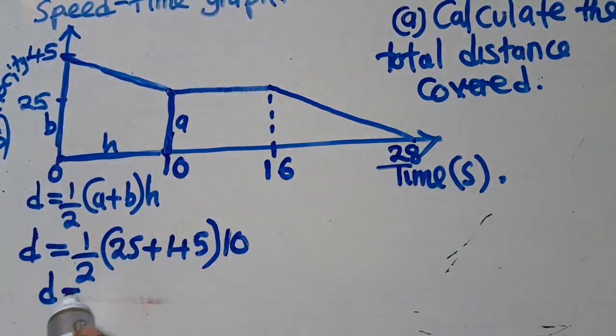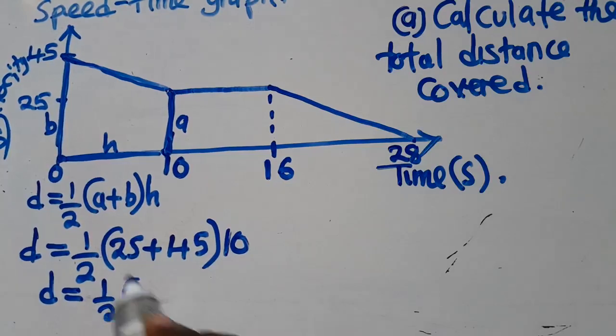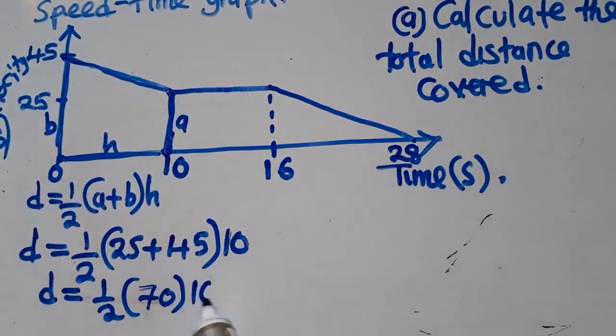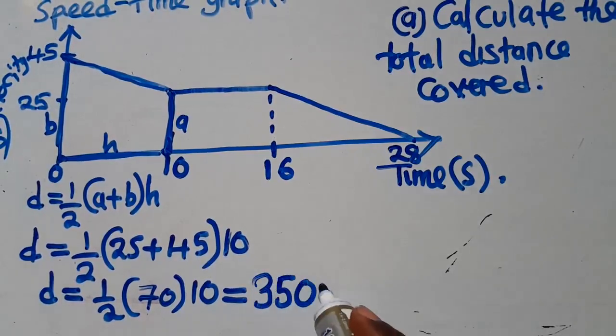So distance is now equal to half of, when you add 25 plus 45, what is your answer? 70. So you've got your 70 there, then your 10 there. Half is 0.5, so 0.5 times 70 times 10. What answer are you getting? You are getting 350 meters.